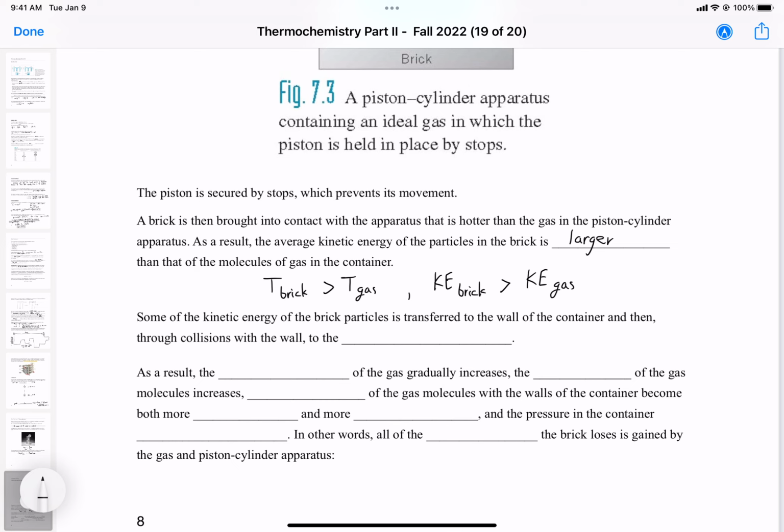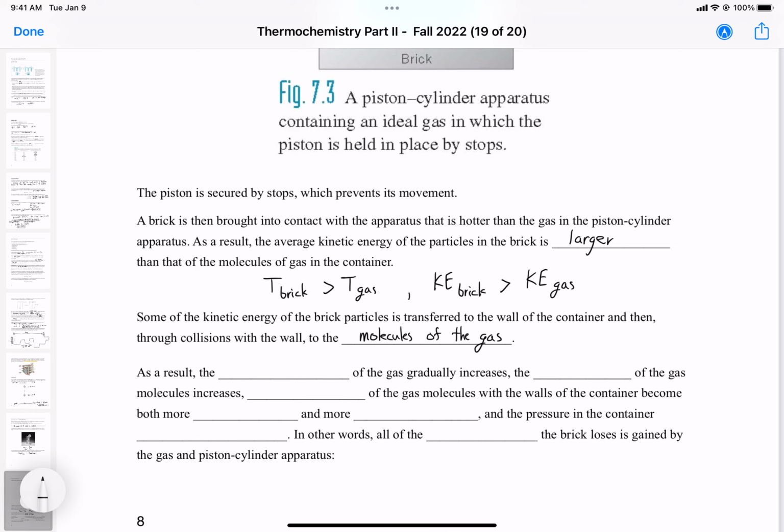So some of the kinetic energy of the brick particles is transferred to the wall of the container, and then eventually, through collisions with the wall, to the gas, to the molecules of the gas. Okay?